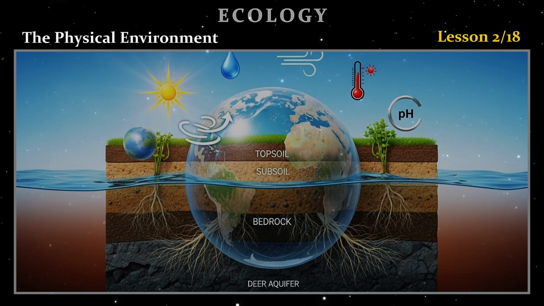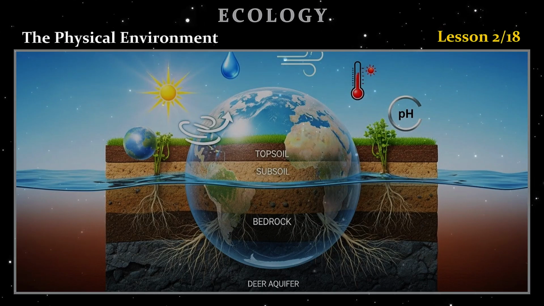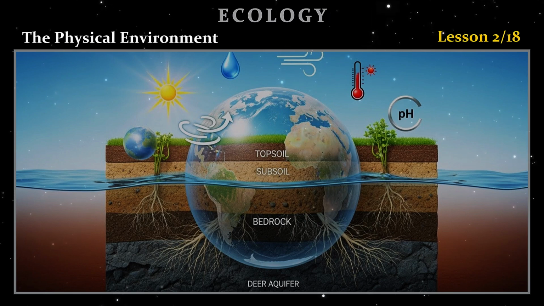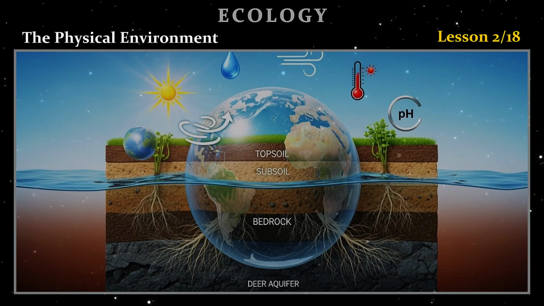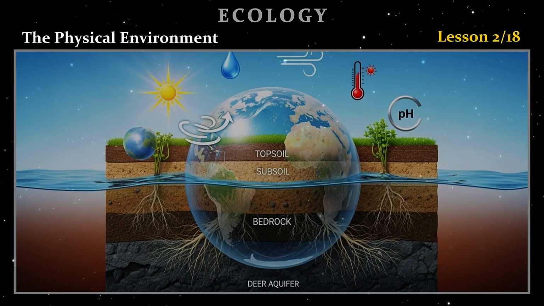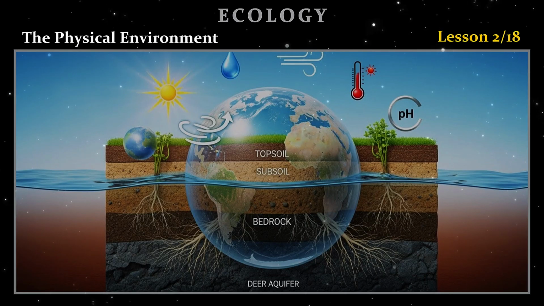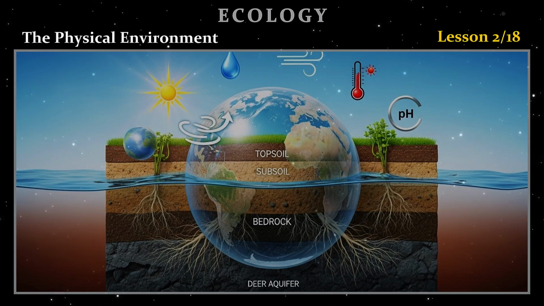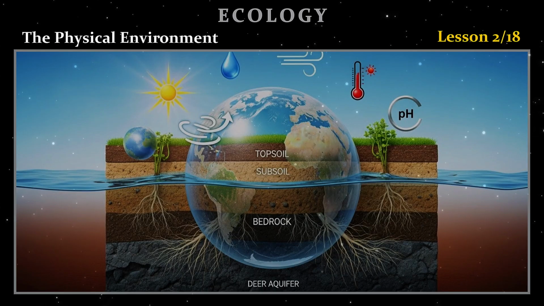You now understand the stage. You see the Hadley cells spinning in the atmosphere, creating bands of forest and desert. You see the soil developing slowly beneath the grass. You understand that every organism is trapped within its zone of tolerance, forever seeking that sweet spot where temperature and moisture are just right. But the physical environment is only half the story.